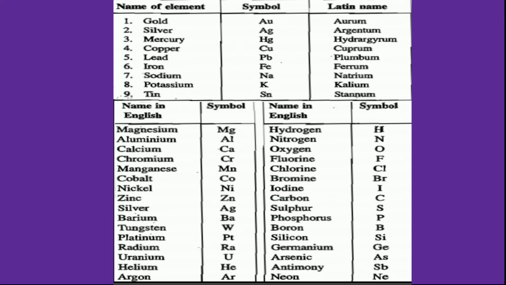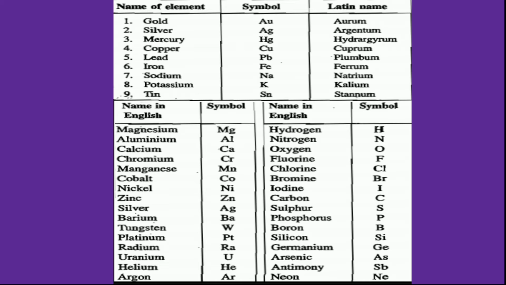Next, the names of the elements, the symbols are given along with their Latin names. For example, gold is written as capital A, small u, for aurum. Then silver, Ag for argentum. Then mercury, it's Hg, hydrargyrum. Copper, Cu, cuprum. Lead, Pb, plumbum. Iron, Fe, ferrum. Sodium, Na, natrium. Potassium, K, kalium. Tin, Sn, stannum.